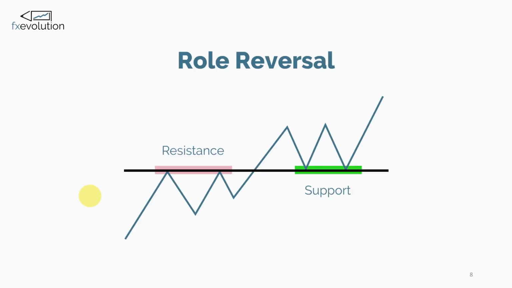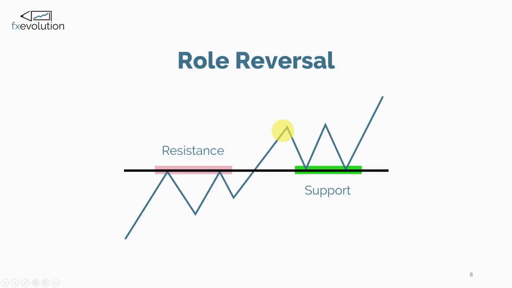So role reversal is really defined as resistance becoming support. And what that means is in this example of a line chart, we can see that price has interacted with this zone and become resistance and then eventually broken through.